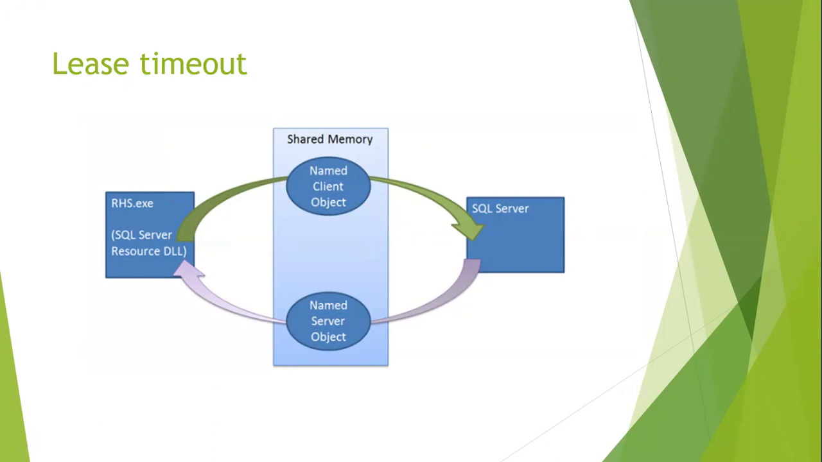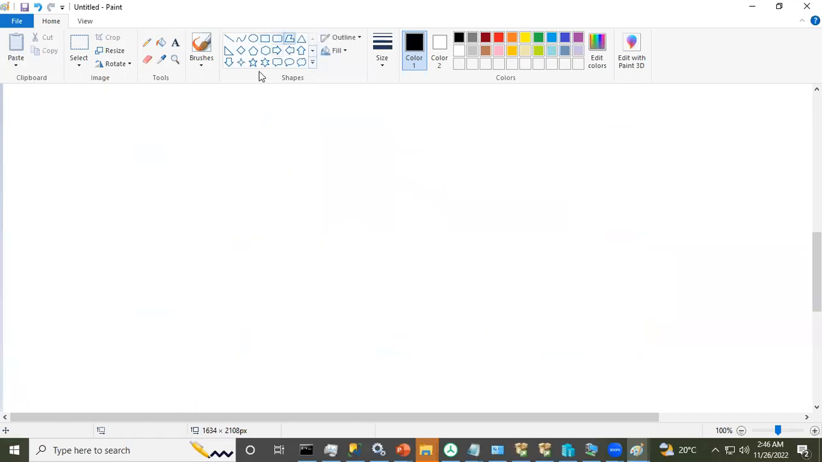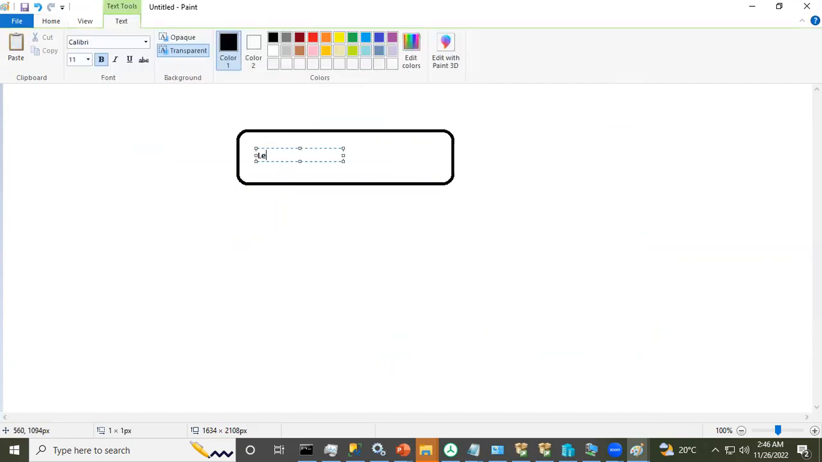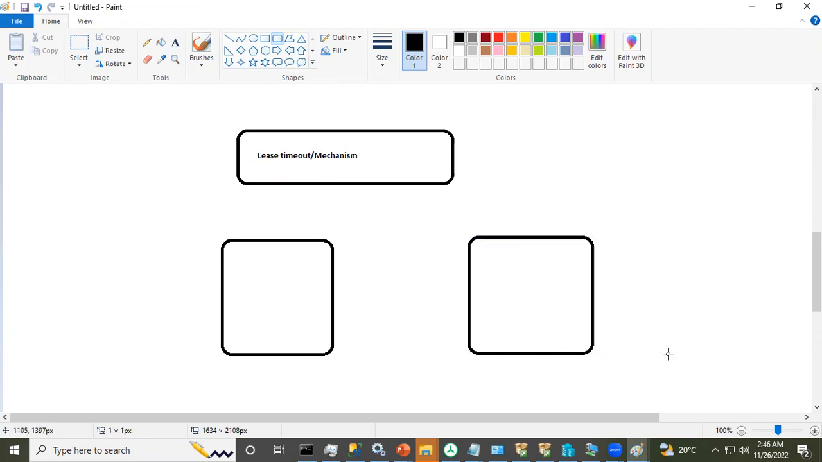Now, what is a lease? In general terminology, a lease is an agreement between two parties. Let's consider the lease timeout mechanism. So what is a lease? You have two parties, you can consider a house owner and a tenant.